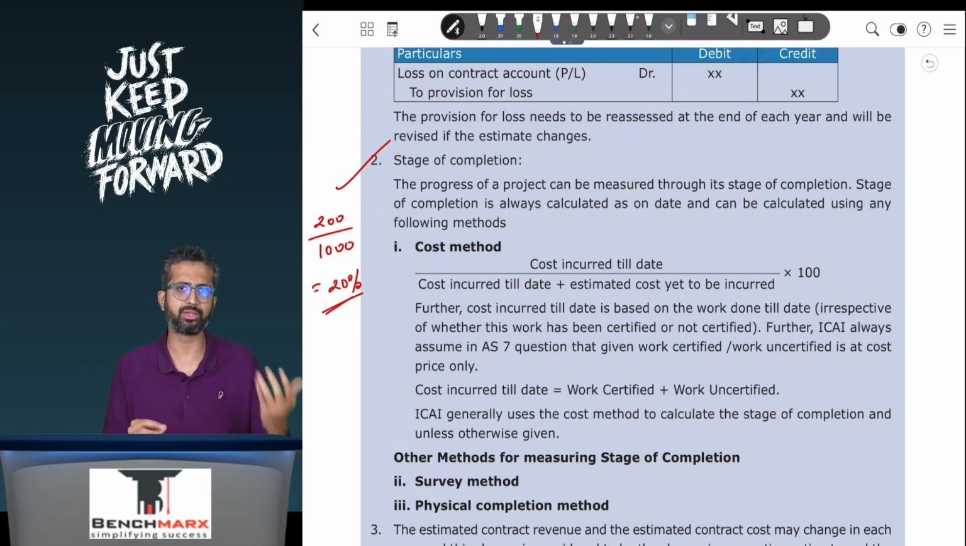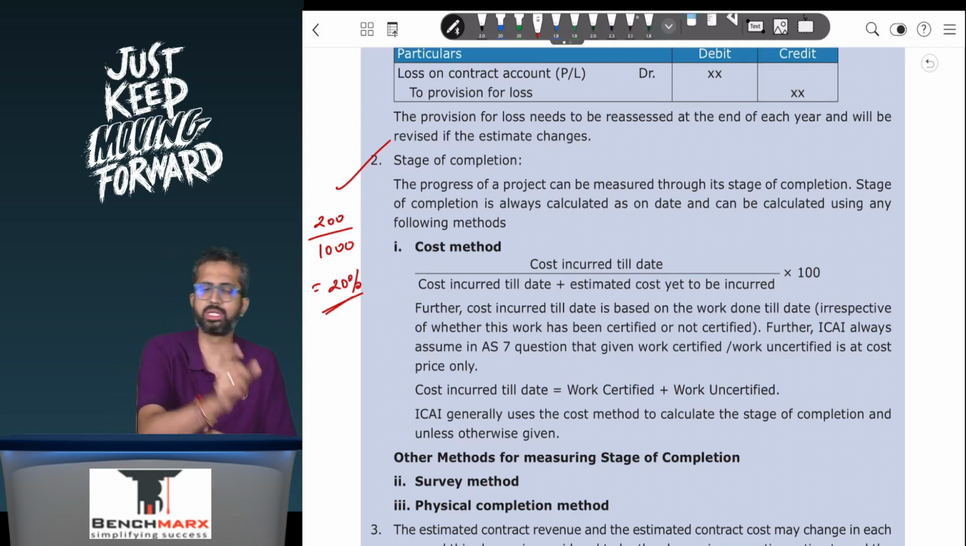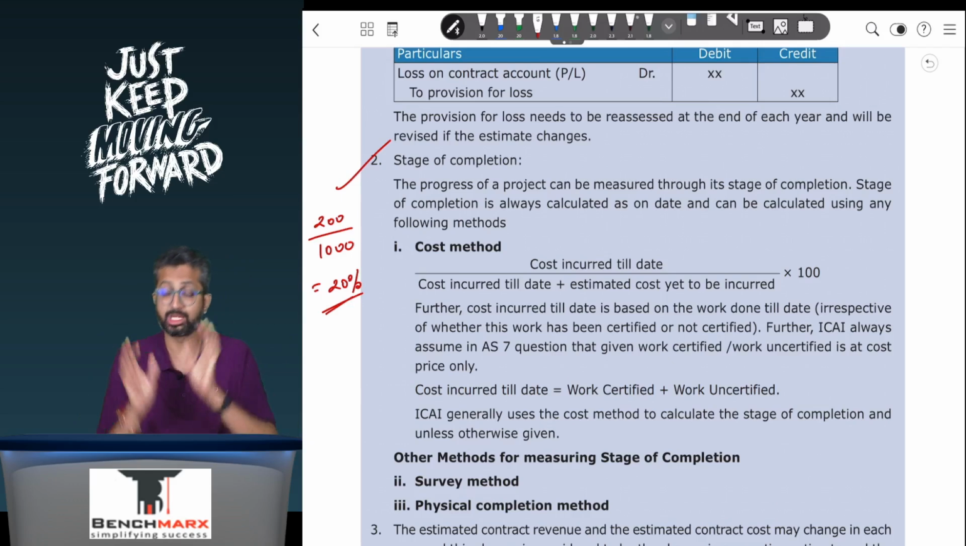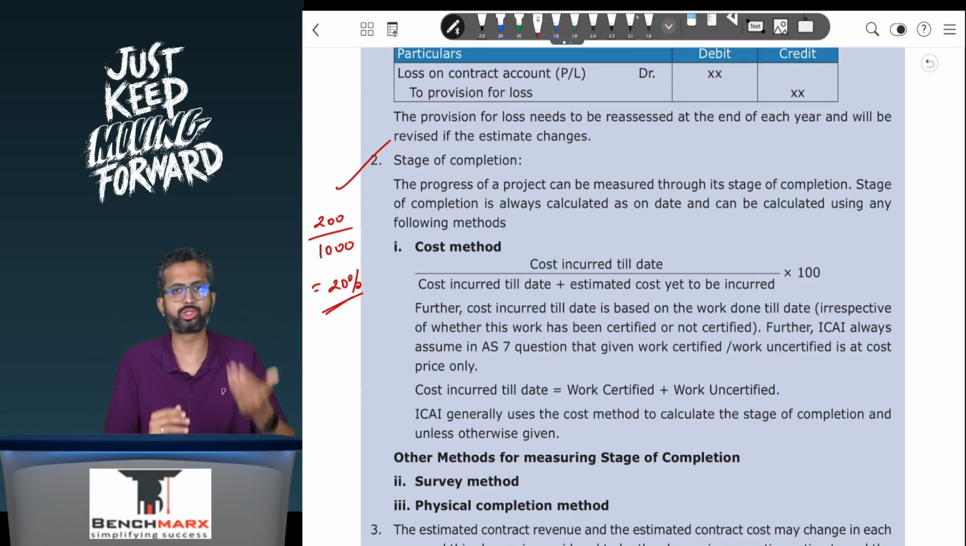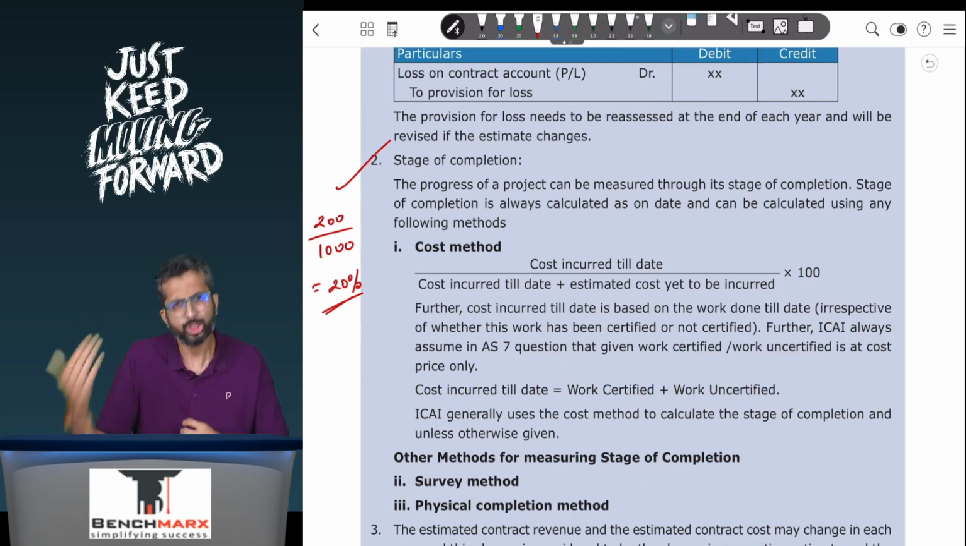So your stage of completion can be calculated as the cost incurred till date upon the total estimated cost. Further, while you are calculating the cost incurred, one needs to remember what all will be going in the cost incurred. Whatever is the contract cost incurred, for example, materials consumed, labor, direct expenses, production or construction overheads, whether fixed or variable, all of these will be included as a part of your construction cost. Usually, your administrative costs, selling and distribution costs are not directly attributable and hence they will not be included. However, directly attributable construction costs will very well be included.